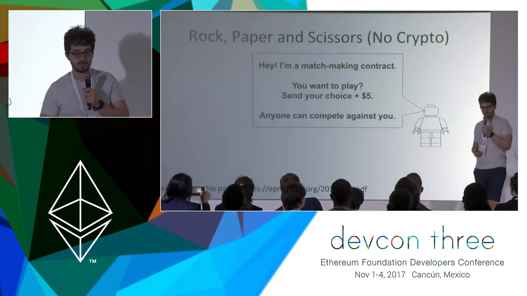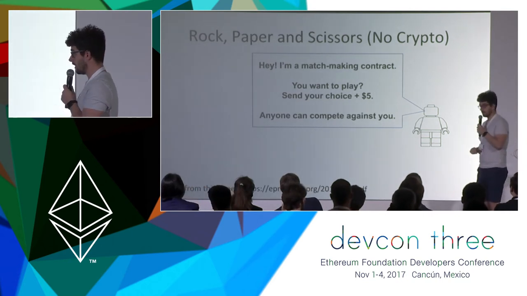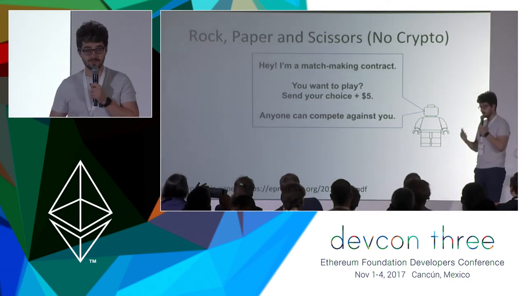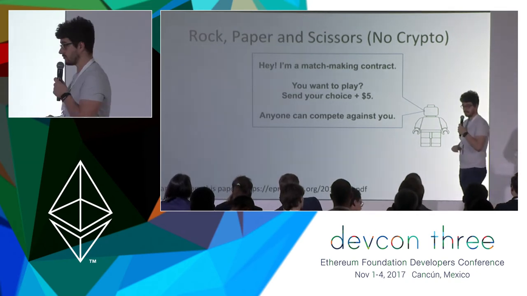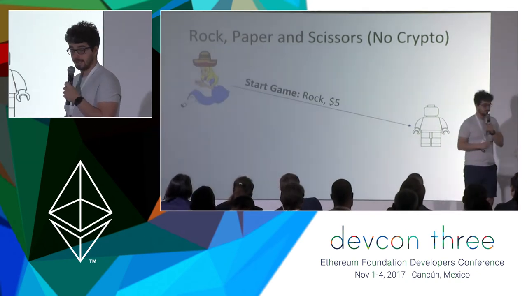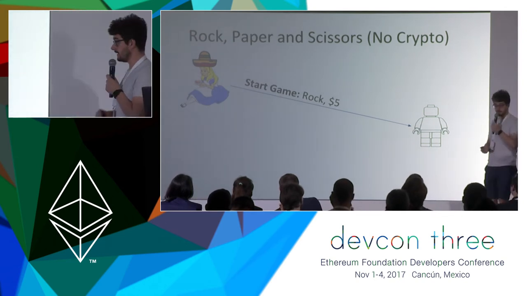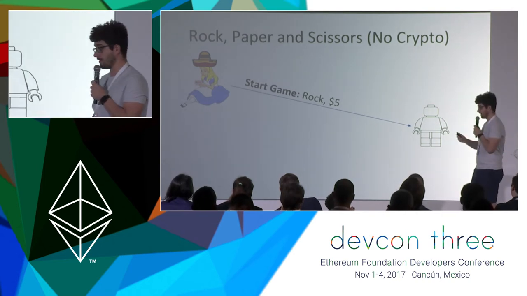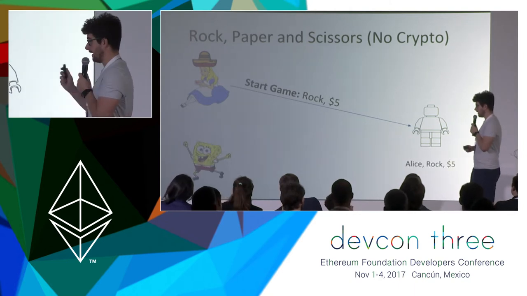Rock, paper, scissors. And let's consider it where we don't use any cryptography. So our contract is a matchmaking service. If I want to start a game of rock, paper, scissors, I can start a game. Somebody can find my game on the smart contract, and then they can play against me. So Alice, with the little Mexican hat, starts a game, and because we're not using any cryptography, she's going to leak rock.